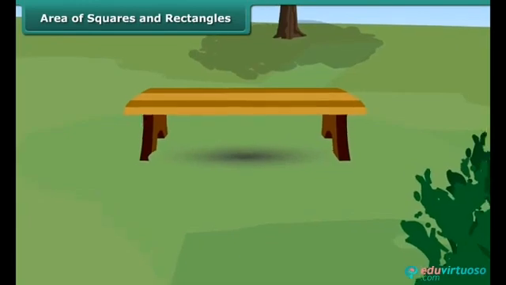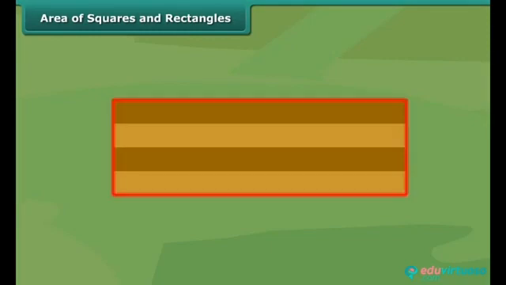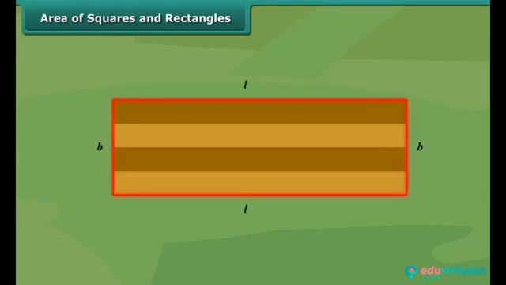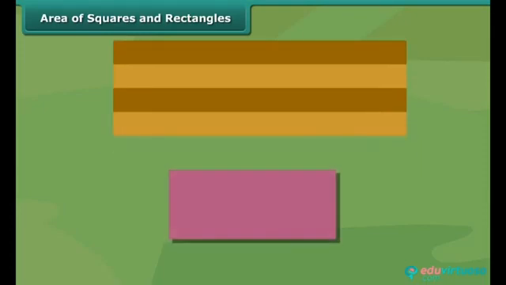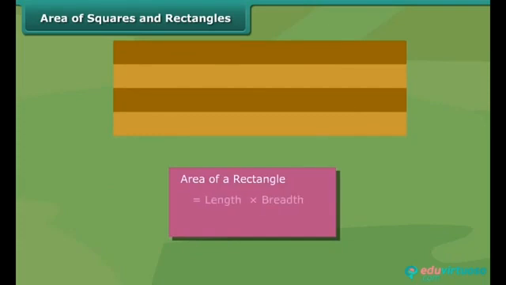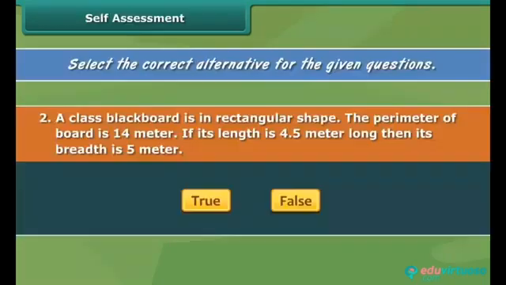You have noticed the shape of the bench in the park. It is in the shape of rectangle on sitting top portion. Can you find the area of top bench? Yes, if you have measures of length and breadth of rectangle, we can find the area. The area of rectangle is the product of its length and breadth.